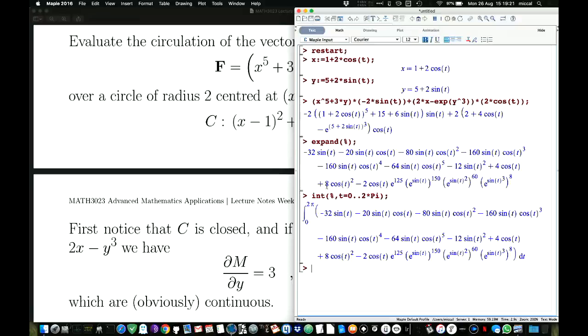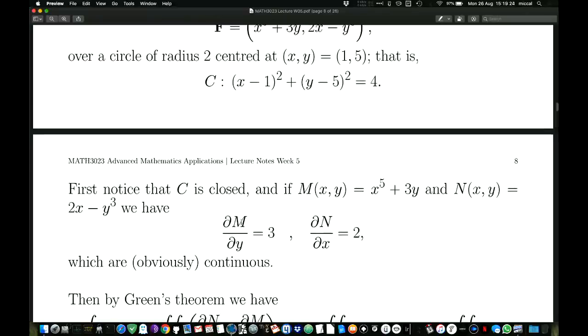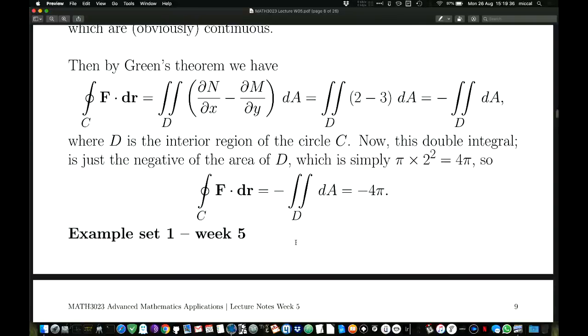Right, but all you have to check is just that the curve is closed and the partial derivatives are well behaved in the region you've got to do the double integral over. You don't want things blowing up, okay? All right, but a very, very useful theorem, right? Because sometimes the double integral will be easier.